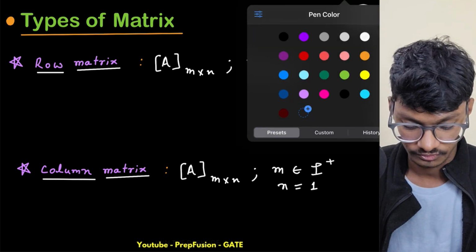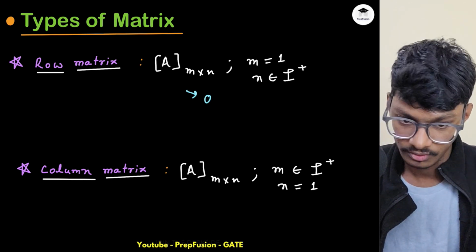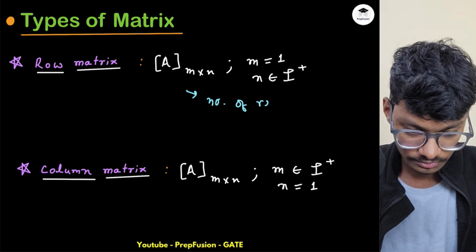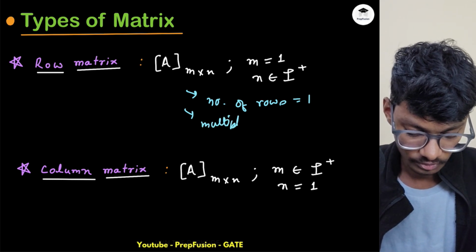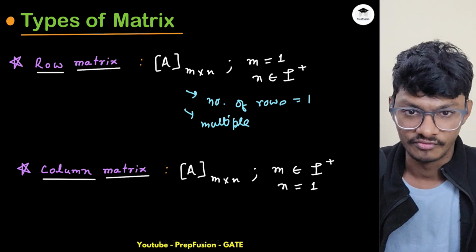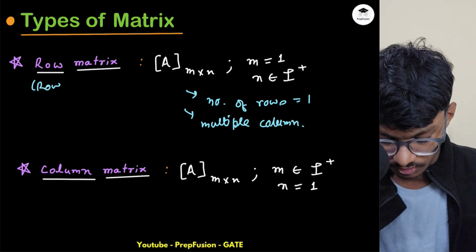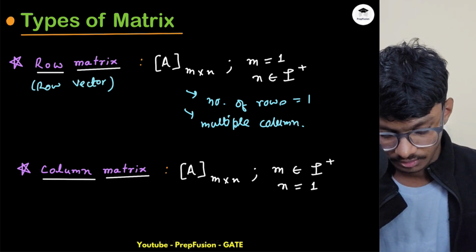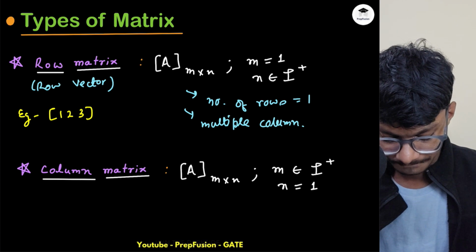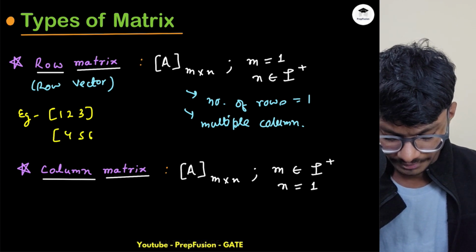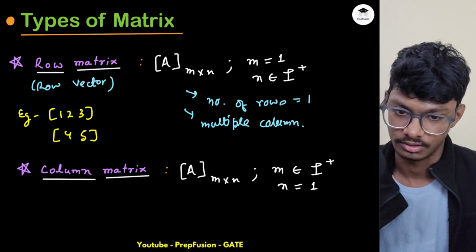So what are the key points? It contains only one row: the number of rows is equal to one, and the number of columns can be multiple. It is also known as a row vector. Let's take a few examples. It can be 1, 2, 3 or 4, 5, 6, any, or I can take 4, 5, but the row must be one here.